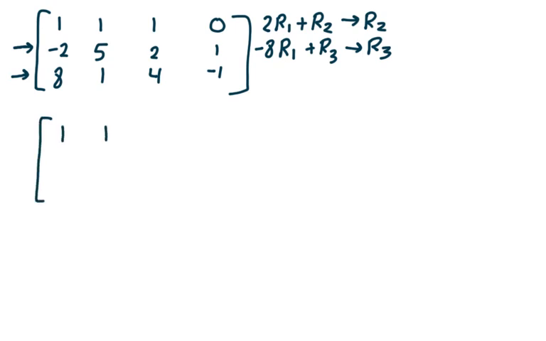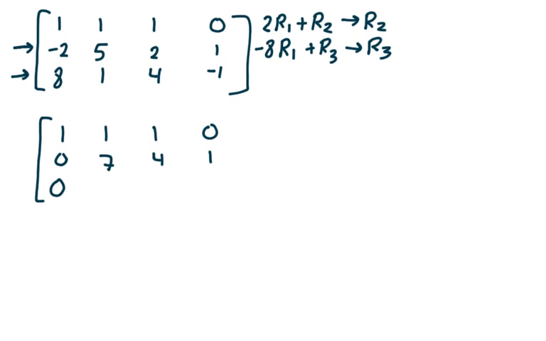Well, I get 1, 1, 1, 0 for the first row. That doesn't change. By design, I get a 0 here, and then I'm going to take 2 times 1, add it to 5, and I'm going to get a 7. And then 2 times 1 added to 2, I get a 4. And then I get a 1. Then I get a 0 here in the third row.